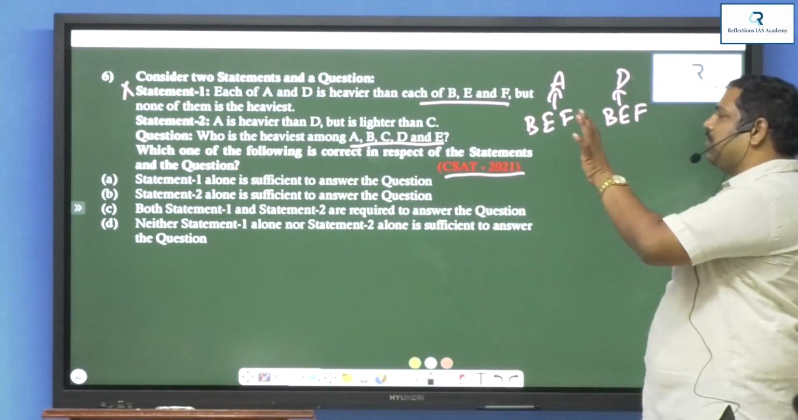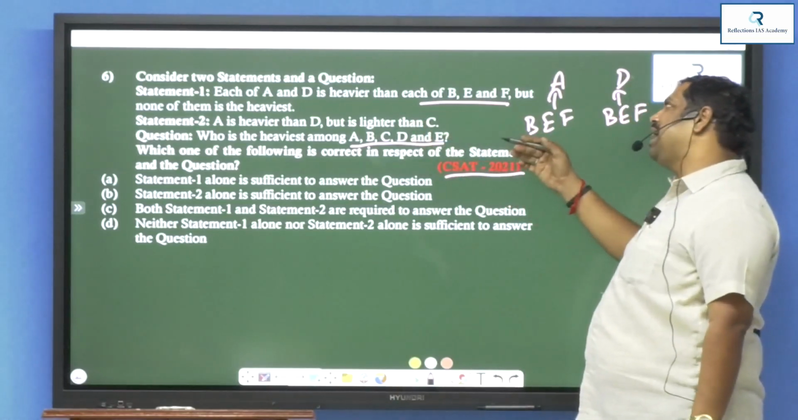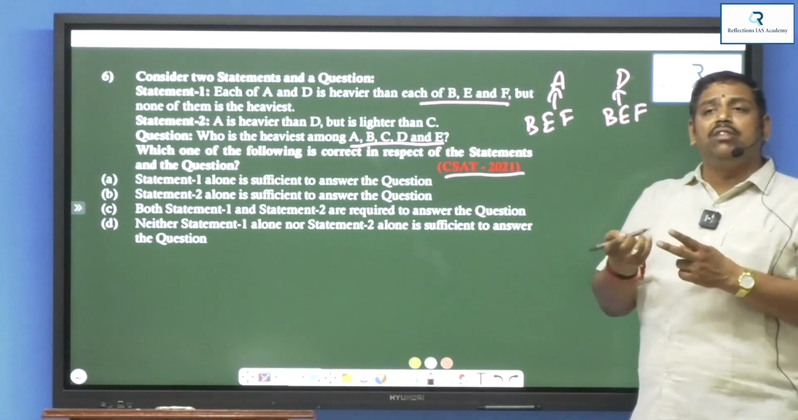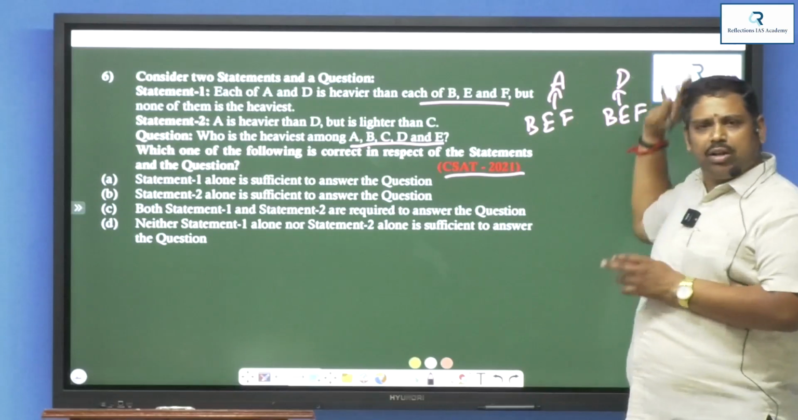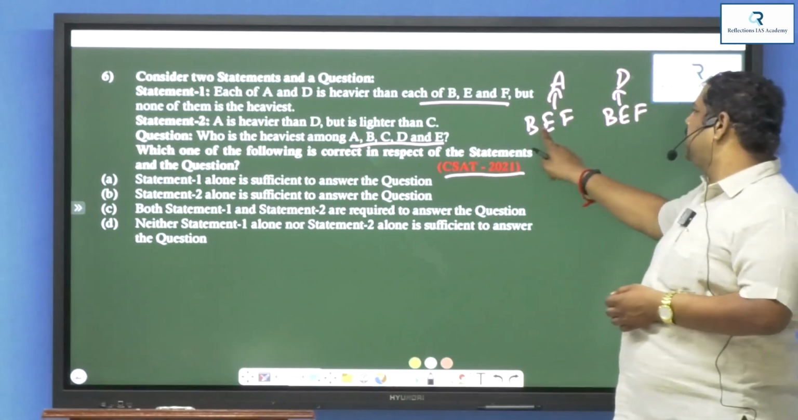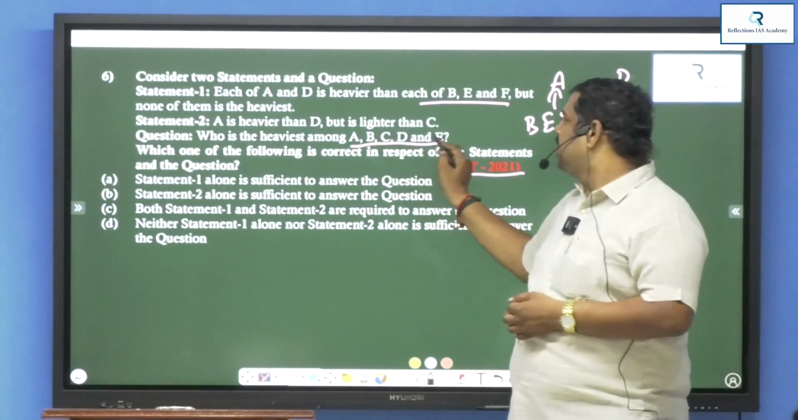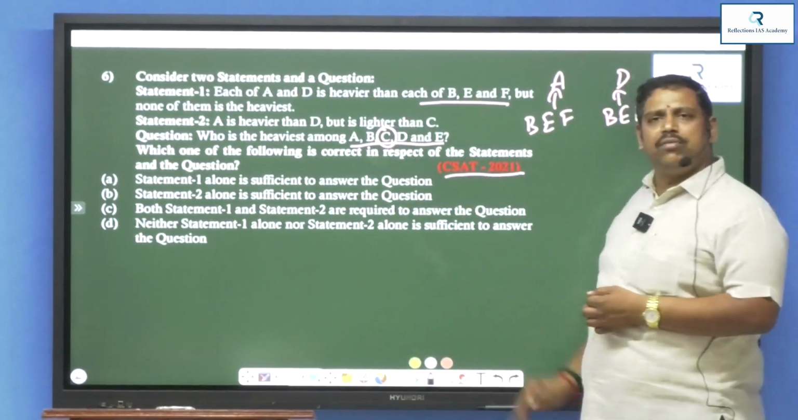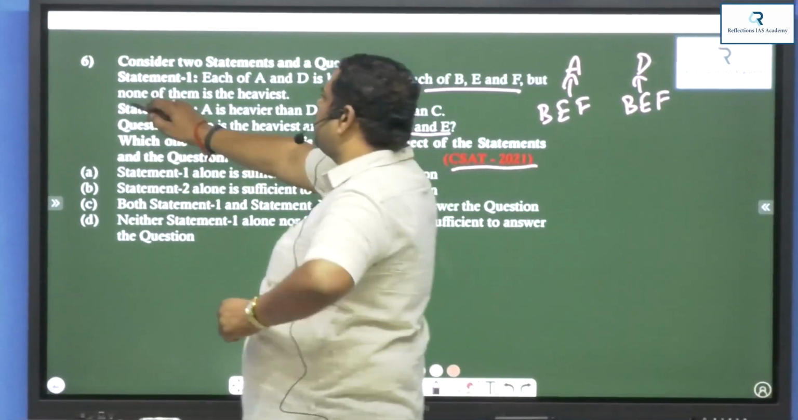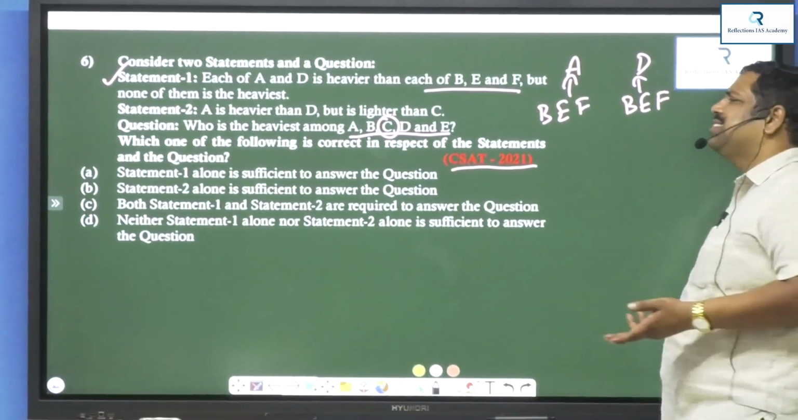But wait. The game is not over. Each of A, D is heavier than each of B, E, F, but none of them is heaviest. What is the meaning of none of them is heaviest? These all are not heaviest. If these all are not heaviest, who is the left one here? Observe. A, B, okay, C is not there, D, E, F. Sir, all covered, sir, except C. Can I say that these all are not heaviest means C is the heaviest? Yes or no? So from statement 1 alone, are you able to decide or not? Say it loudly. Okay. Then the answer is directly A.